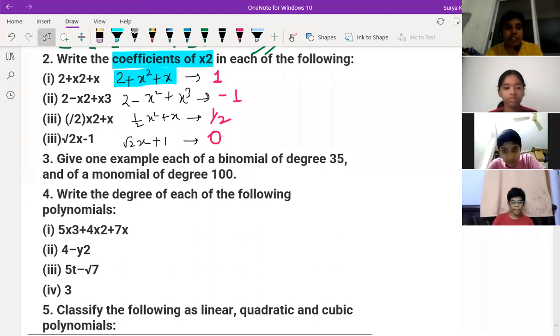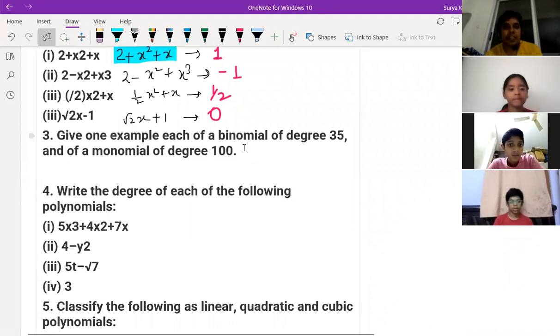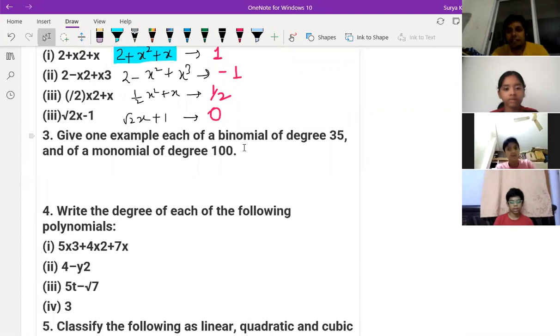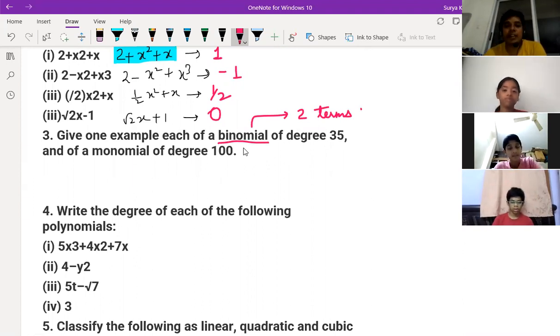Next, third question. Sai Charan, tell me. Give one example each of the binomial of degree 35. What is binomial? Shriyanvi. Does it have 2 terms, sir? 2 terms. Very good. Binomial has 2 terms. So one example of binomial of degree 35. Tell me, Sai Charan.